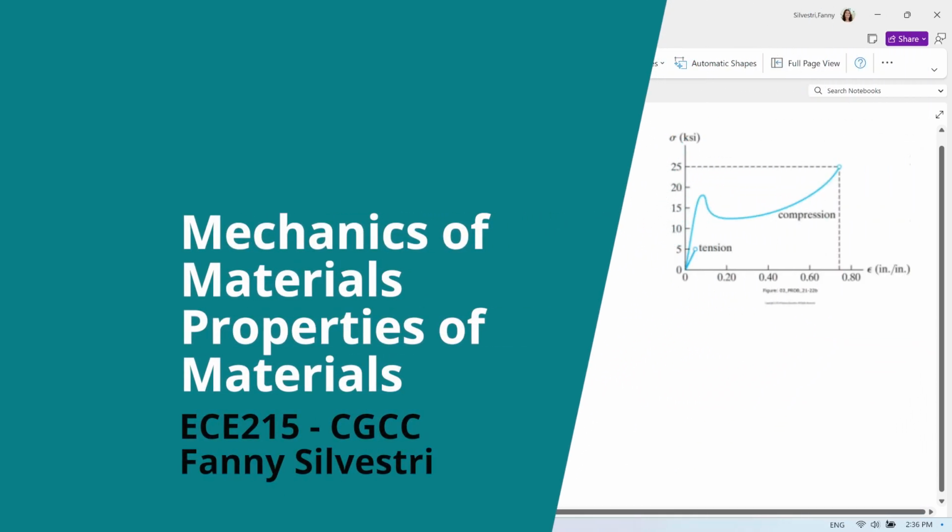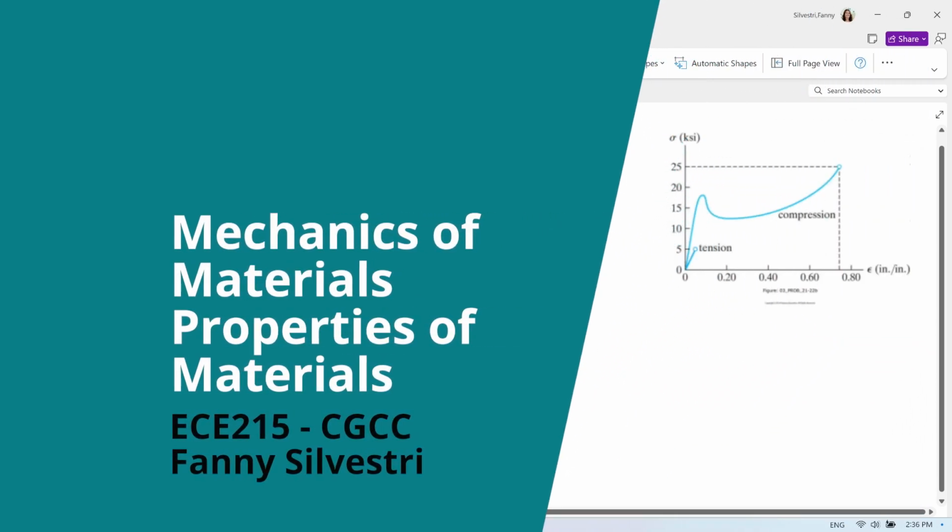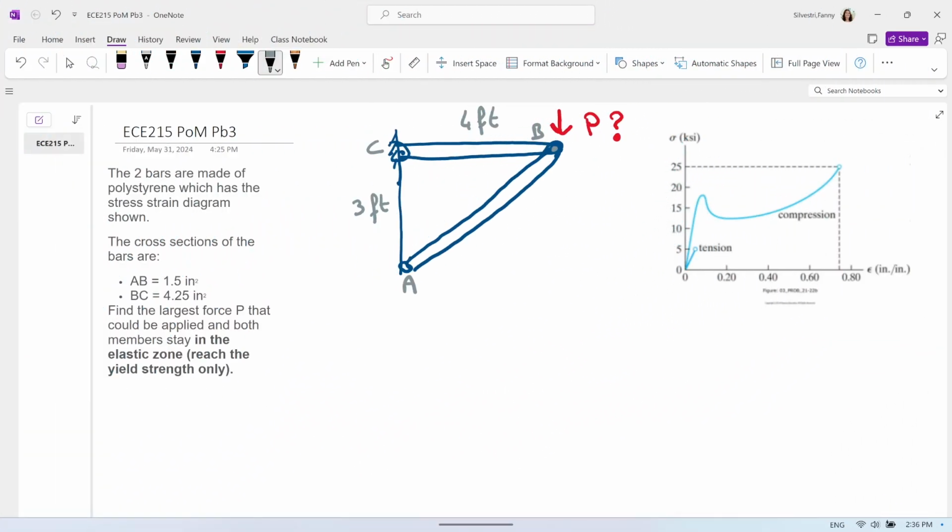Okay, let's do our example number 3. What is provided here is the geometry of the structure. We have two members of a truss that are connected at point B by pin connections, and we know that the length of BC is 4 feet, and the distance between the two connections is 3 feet. We also know the property of the materials.